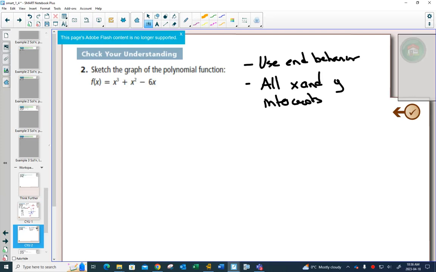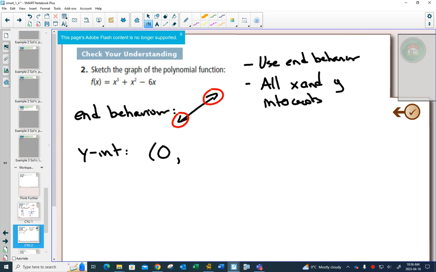So in this question here, sketch this graph. First of all, just so that it's listed, if I started with my end behavior, I know that it's an x cubed graph, which is odd. I know that my leading coefficient is positive, so it's going to act like a positive line. There's my end behavior. Next, the y-intercept is super easy because all you do is plug in 0 for x. 0 plus 0 minus 0 is 0.